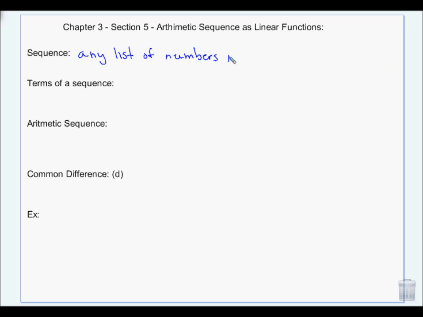Or a set of numbers. Okay, the terms of the sequence. Oh, sorry, I forgot to write in a specific order. This is a... any. Yeah, so they're in a specific order. The terms are the numbers.